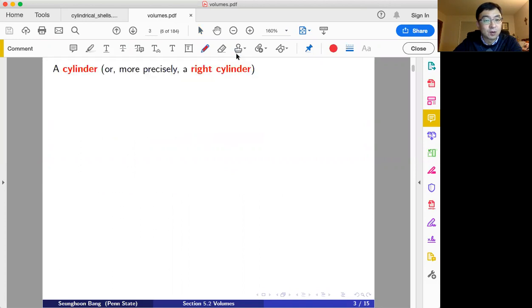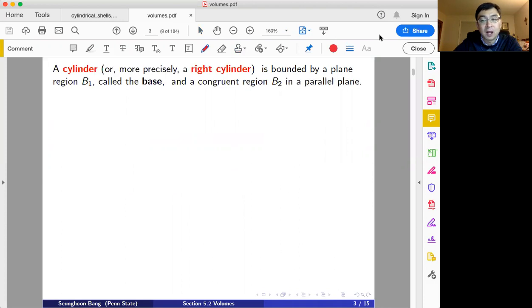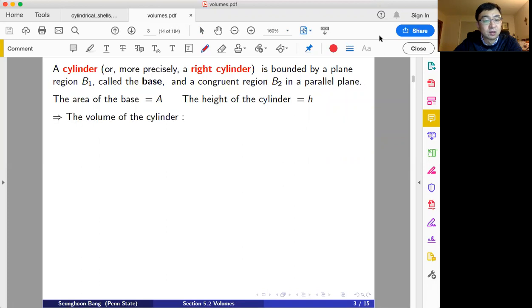So what is a cylinder, or more precisely, a right cylinder? It is bounded by a plane region B1 called the base, and a congruent region B2 in a parallel plane. The area of the base equals A. The height of the cylinder equals h. What is the volume of the cylinder? The volume is the area of the base times the height h.